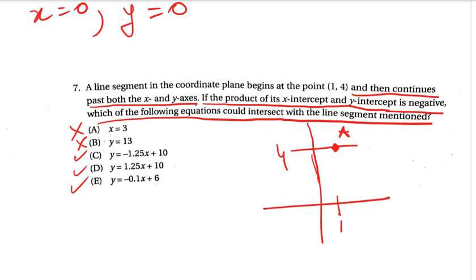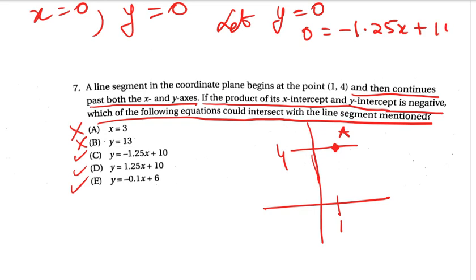So the first one, let y is equal to 0. Then what will be, so 0 is equal to 1 point, just look at it, then you'll understand, plus 10. So minus 10 is equals to minus 1.25x. So cancel out. So 10 divided by 1.25 is equal to x.